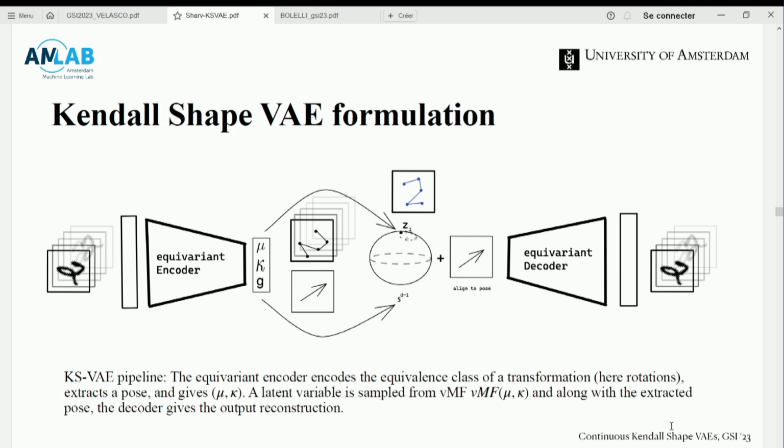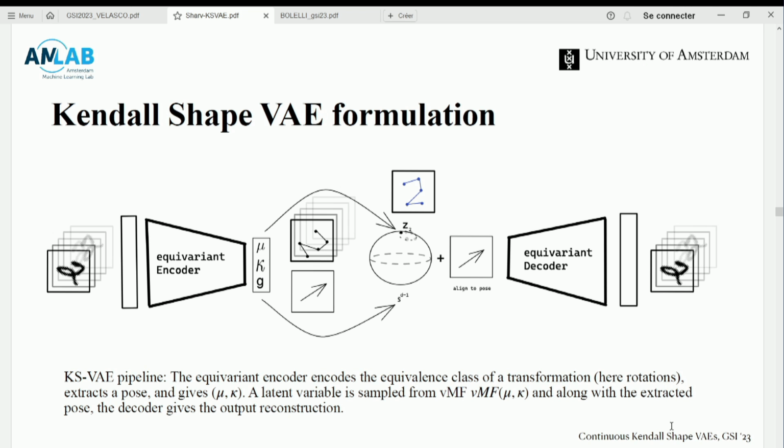Okay, so what does the Kendall shape VAE look like? This is the pipeline. We start with different images, for example an MNIST digit with different rotations. Then we have an equivariant encoder. I'll talk briefly about why we need an equivariant encoder, such that we can extract the parameters we need for our VMF distribution, which are mu and kappa, as well as a pose. Then if we normalize it, we can just map it to a hypersphere, because we are already using the VMF distribution, so that's simple.